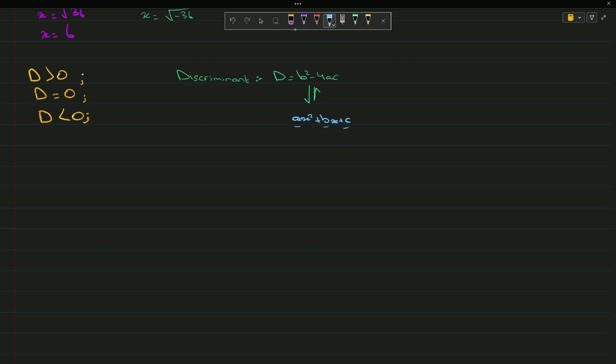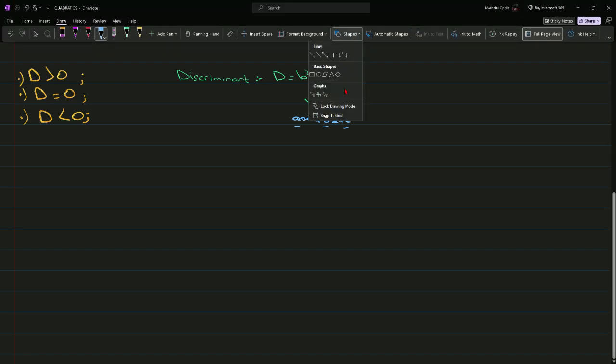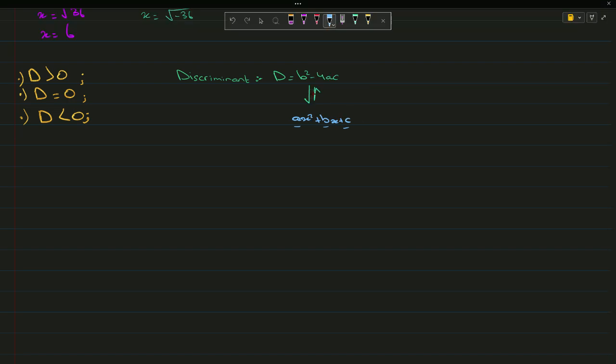Now, sir, what happens with the three types of things you wrote? What happens if it's greater than zero? What would happen if it's less than zero? What would happen if it's equal to zero? Now, three things happen. To let you guys understand it better, I would draw two graphs first.